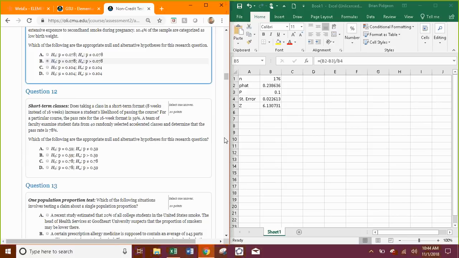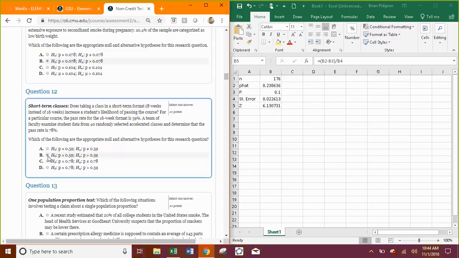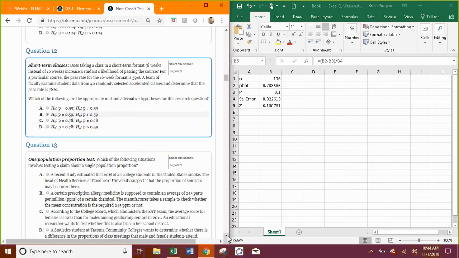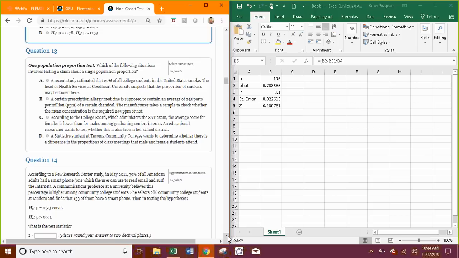Okay? So does taking a class in a short-term format, 8 weeks instead of 16 weeks, increase a student's likelihood of passing the course? For a particular course, the pass rate for the 16-week format is 59%. A team of faculty examined student data from 40 randomly selected accelerated classes and determined that the pass rate is 78%. So our null hypothesis is 59%. And we're looking for greater than 0.59.